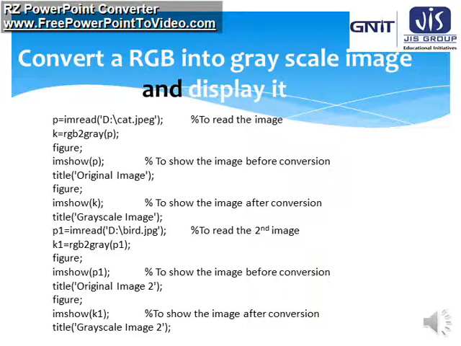So this is our very first program in MATLAB for doing some image processing operations. Here we took a color image and converted it into its equivalent grayscale image, and we displayed both before conversion and after conversion. Now the output of this program will be given in the next slide.